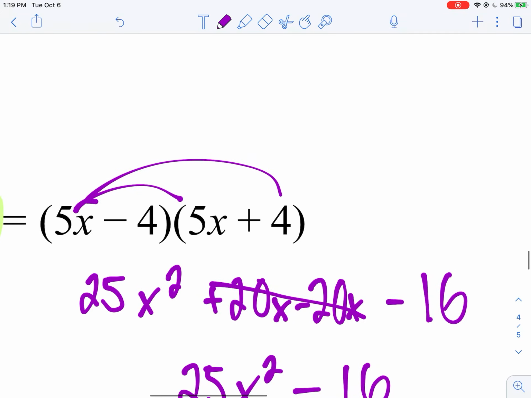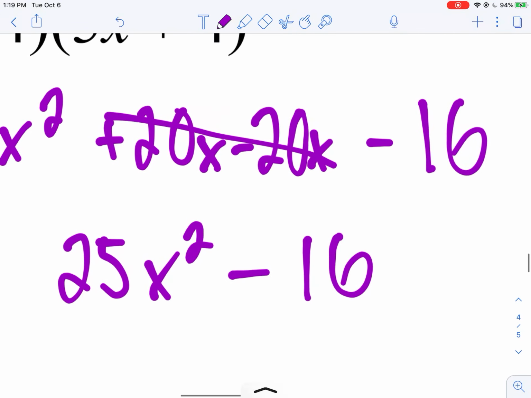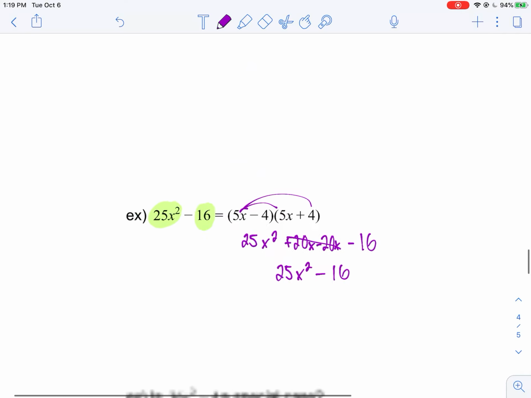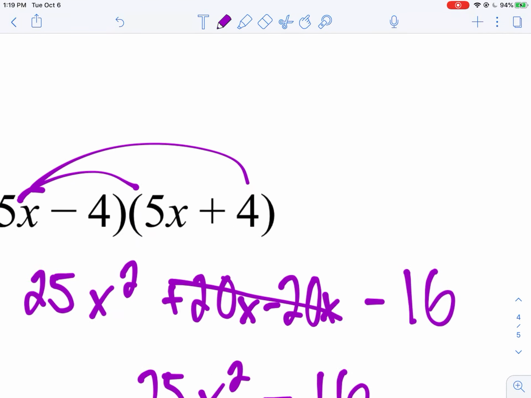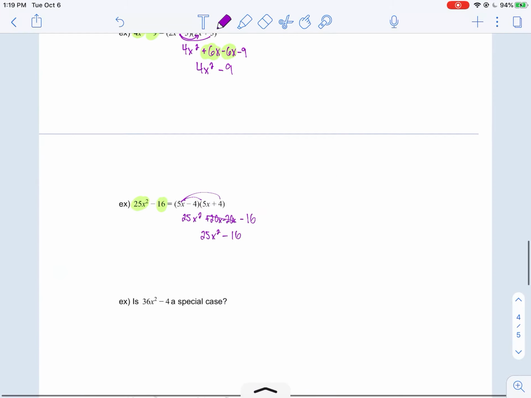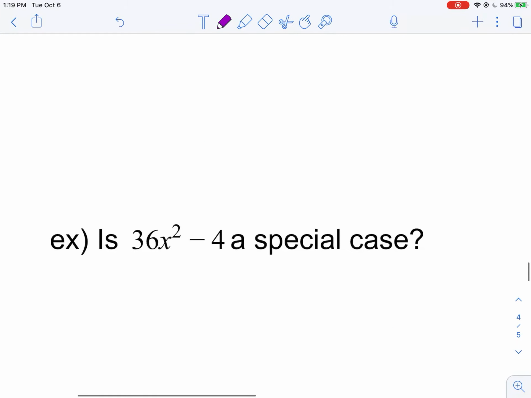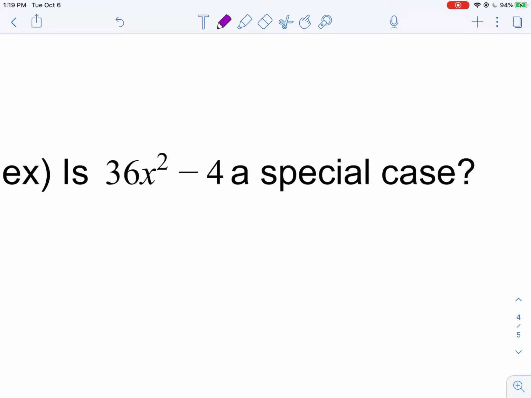You need the addition and the subtraction to cancel out the term in the middle, as well as to give you that final term as a negative. Because you know if you square two negatives, you're going to get a positive. So you need to have a negative and a positive value here. Let's take a look.